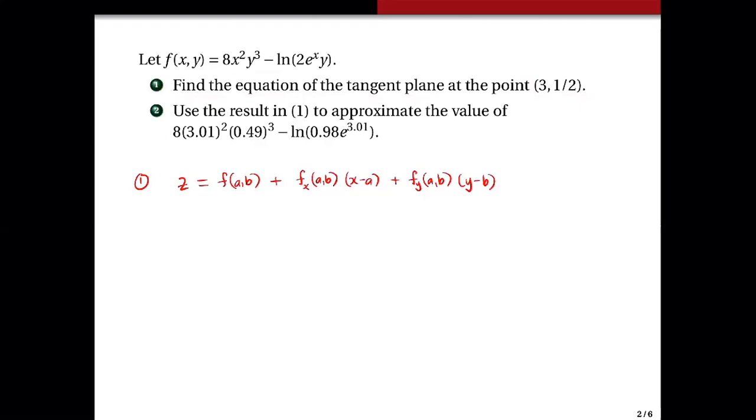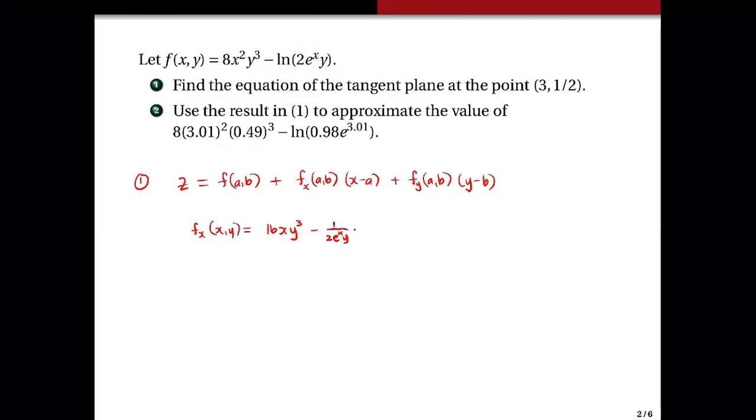So, let's start with f sub x at any point x, y. So, we are getting the derivative with respect to x. So, we will treat y as constant. With respect to x, we'll have here 16xy cubed minus, we have this ln of 2 times e to the xy. So we have the x there. So we'll just get the derivative of this. We will have 1 over 2e to the xy.